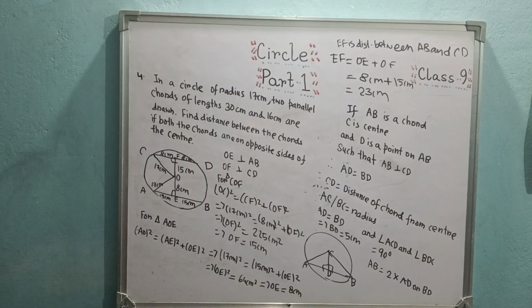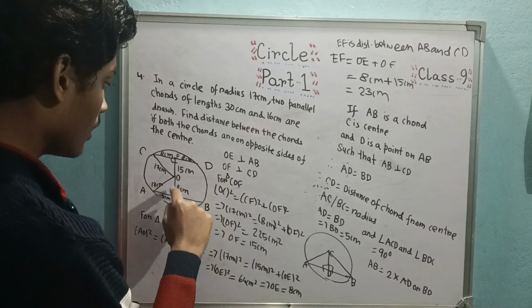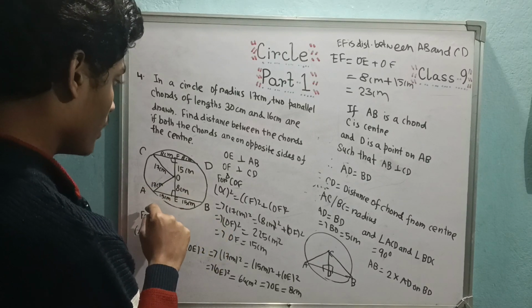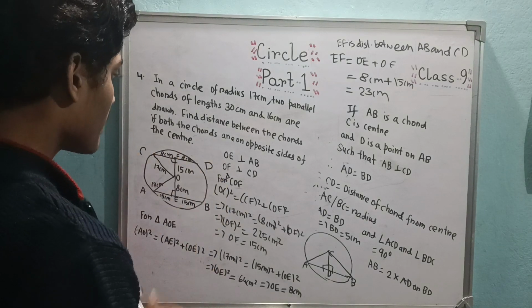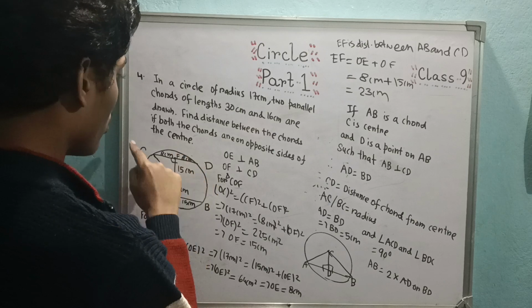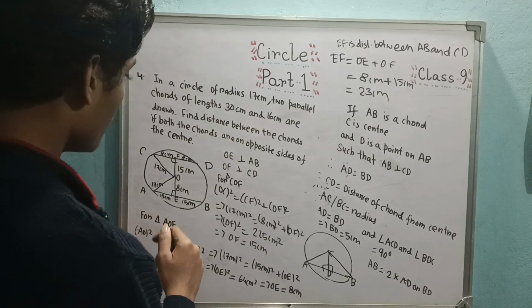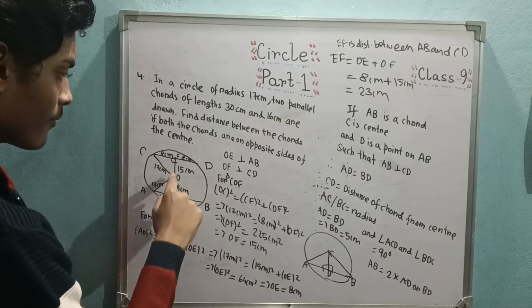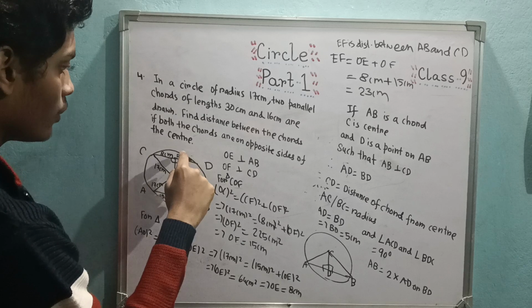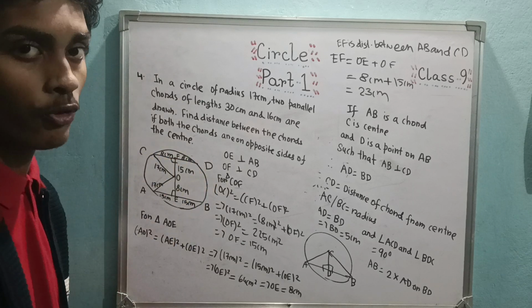Now see, because of this perpendicular OE on AB, you have one right angle triangle AOE. And because of this perpendicular FO on CD, you have another right angle triangle COF. From these two, using Pythagoras theorem, you have been given the lengths of AO and AE, so you can find the length of OE. And for COF, you have the lengths of CF and CO, so you can find the length of FO or OF.